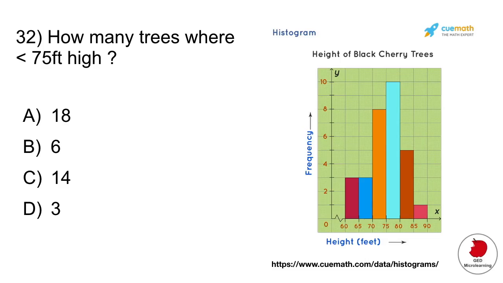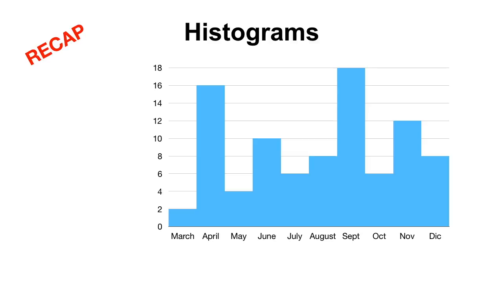Okay, the next few questions we're going to look at graphs. In this first instance, we're looking at histograms. This question is asking you how many trees were, sorry, there was a typo there, were less than 75 feet high. Remember that histograms are kind of like bar graphs where all the bars are just squished together. And remember, the first thing you do is, if there's a title, you look at the title. Then you look at the y-axis, which in this case is frequency of rain or something like that. Then you look at the x-axis, which in this case is months.